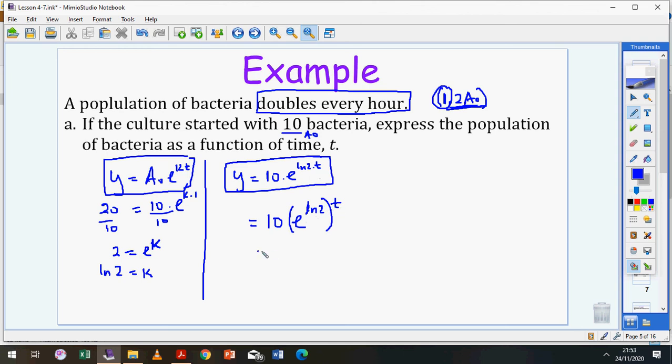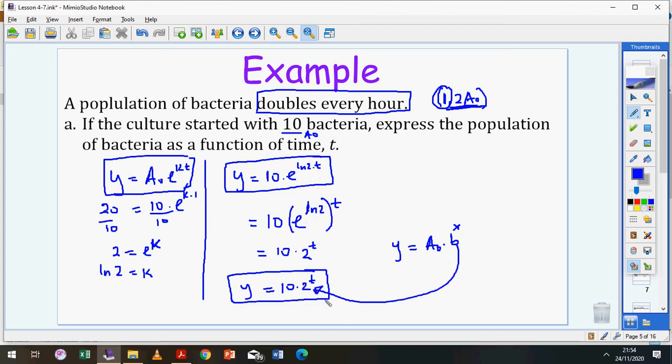Now I know that e to the natural log is an inverse function. So e to the natural log of 2 is just going to be equal to 2, right? And there's a power of t outside that, so I just have 10 times 2 to the power t. Now if you remember the very first time we talked about exponential growth and decay situations, we said that y is equal to the initial value, which you can call a naught, times the growth or decay factor to the power of x, right? And I hope you can see that since this is doubling, the growth factor is expected to be 2. The x is the time, and the a naught is the 10.